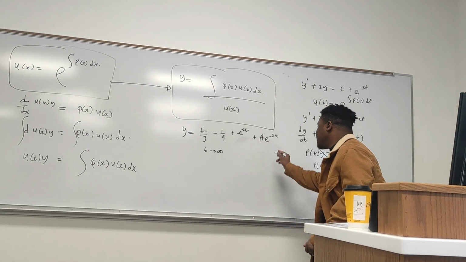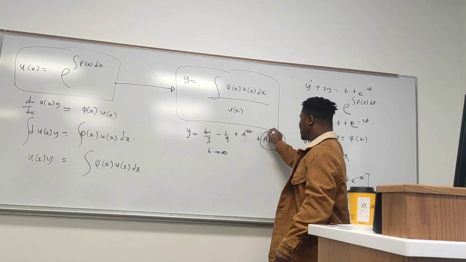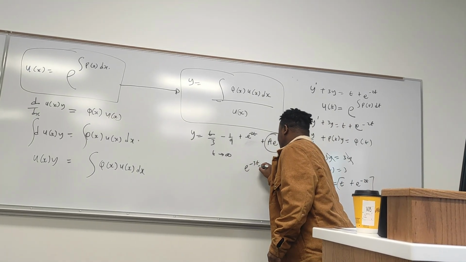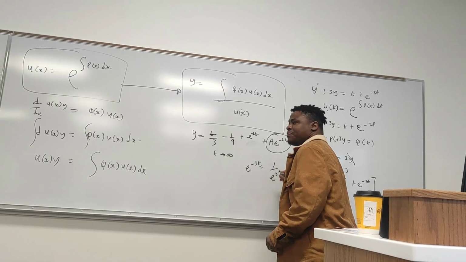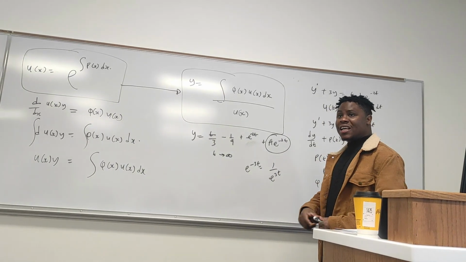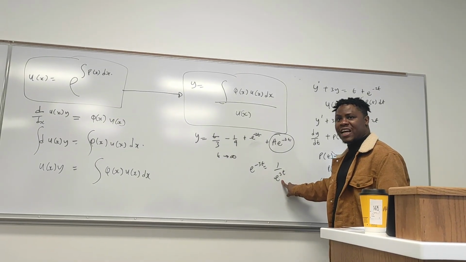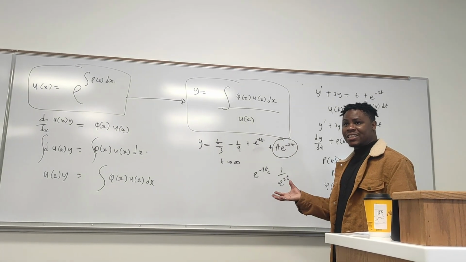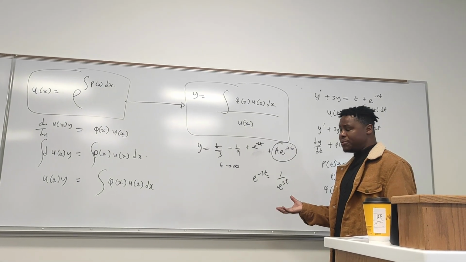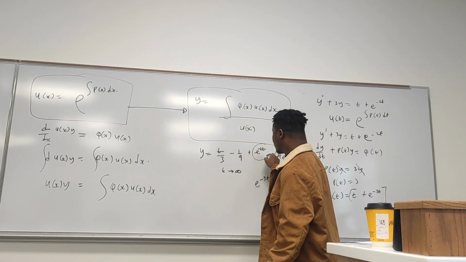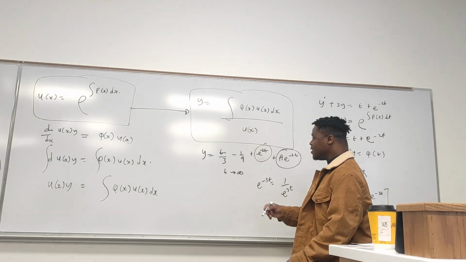So this term will go to 0, and that makes sense because exponential minus 3t is the same thing as 1 over exponential 3t, right? So let's say this number is 1 million. 1 over exponential 1 million times 3 is ridiculously large, so it goes to 0. That's what it means. This goes to 0, this goes to 0, right?